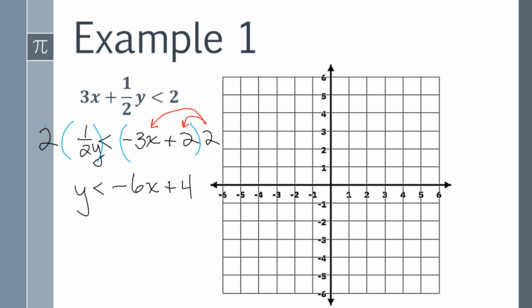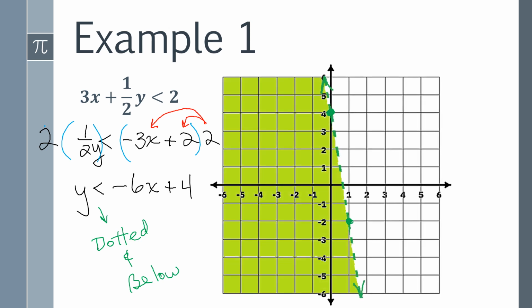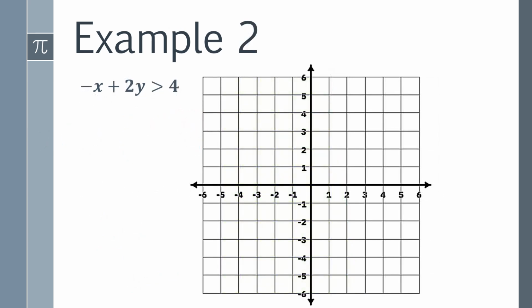So now we can come over here, and we're going to do our y-intercept is 4, so I'll put a dot there. And our slope is negative 6, so I'm going to go down 6 and over 1. And since it's less than, well, this means we're going to be dotted and below. And there we go. All right, you go ahead and try this one.